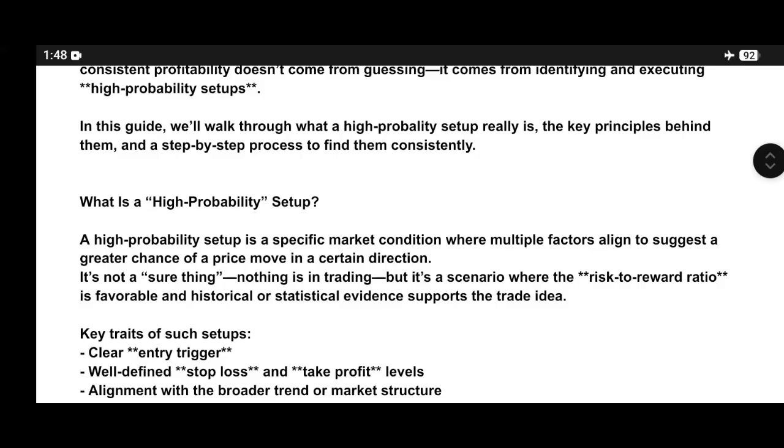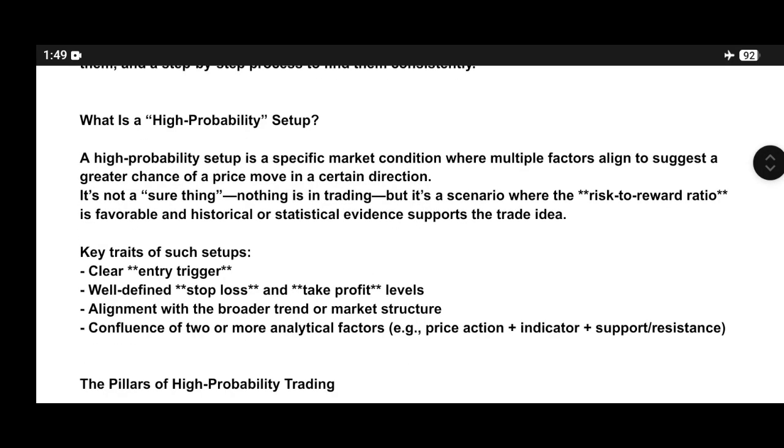What is a high probability setup? Ask yourself this question. A high probability setup is a specific market condition where multiple factors align to suggest a greater chance of price moving in a certain direction. It is not a sure thing. Nothing is in trading, but it is a scenario where the risk to reward ratio is favorable and historical or statistical evidence supports the trade idea. Are you getting my point?